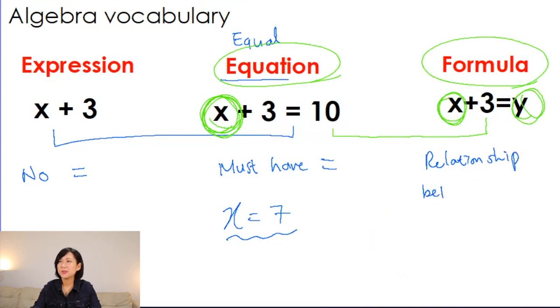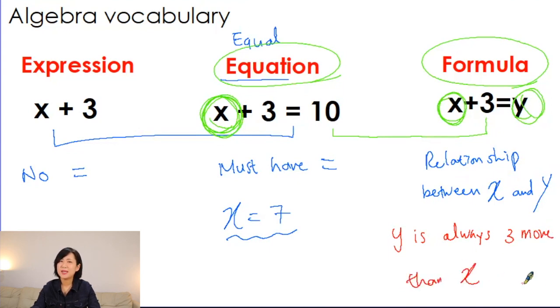As you can see, x plus 3 equals y. As we practiced before, when you see that, we can see the relationship. y is always 3 more than x. This is a formula. And for example, when we talk about the area of a rectangle, it is always area equals length times width. Then the volume of a cuboid is also length times width times height. This is a formula. You can see more than 2 variables.